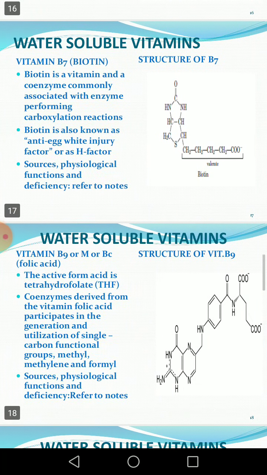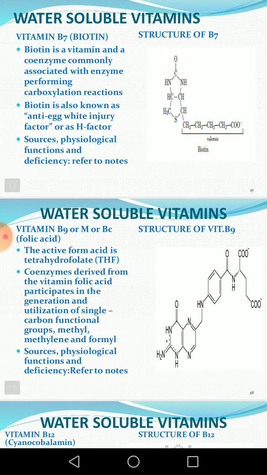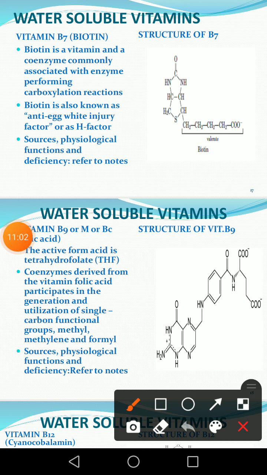Next, vitamin B7 and vitamin B9. Vitamin B7, known as biotin. Biotin is a vitamin and a coenzyme commonly associated with enzymes performing carboxylation reactions. Biotin is also known as anti-egg-white injury factor or H factor. The diagram is given here.